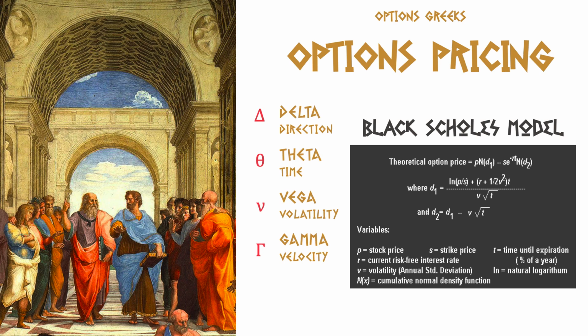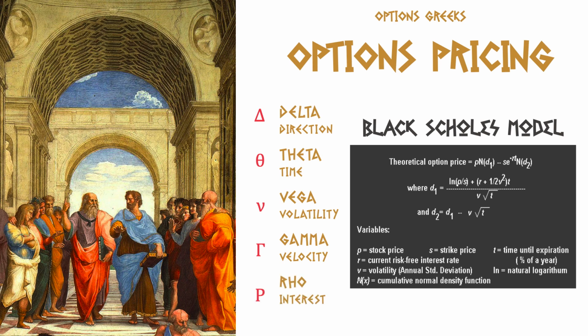Gamma has to do with velocity, and what gamma is, it's the rate of change of the delta. And so gamma and delta are directly correlated. They'll say delta is for direction, and kind of the best way of saying it is speed. Gamma is velocity, how quickly delta changes.